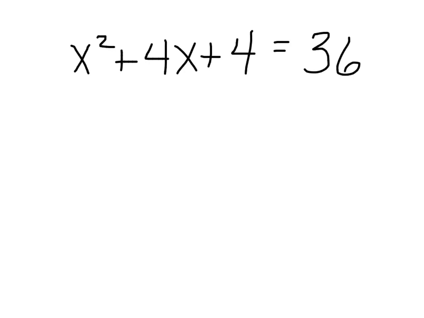All right? Do the same process that we had. Forget that the 36 is on the other side for a second. What times what gives me x squared? What times what gives me 4 but adds up to b4?